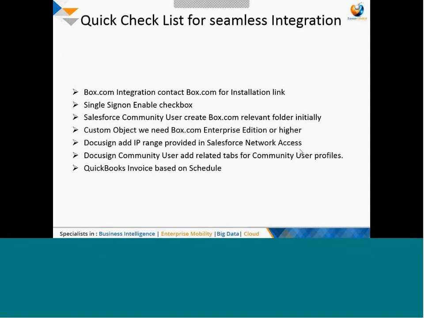As a community user, you go to the community user profile, and from there you add all the related settings of DocuSign for the community user profile. Then the community user can also use DocuSign for electronic signature documents as we discussed earlier. As per QuickBooks, set an invoice based on schedule. So this is the checklist.